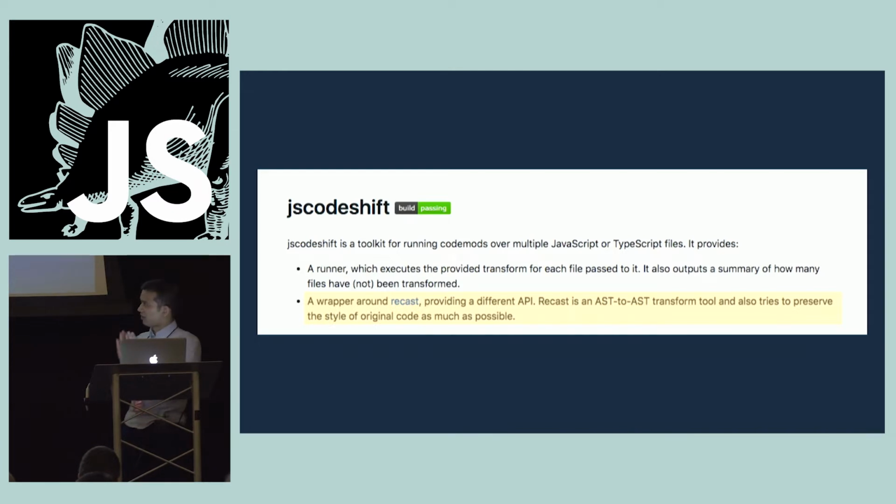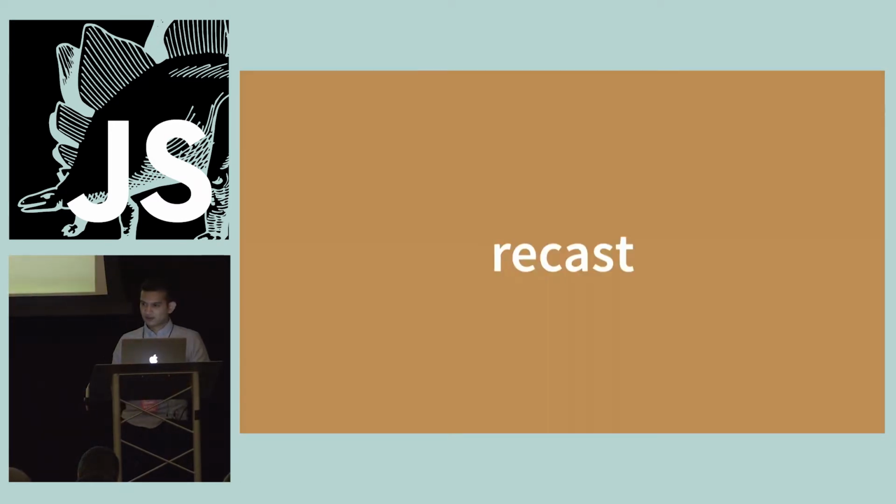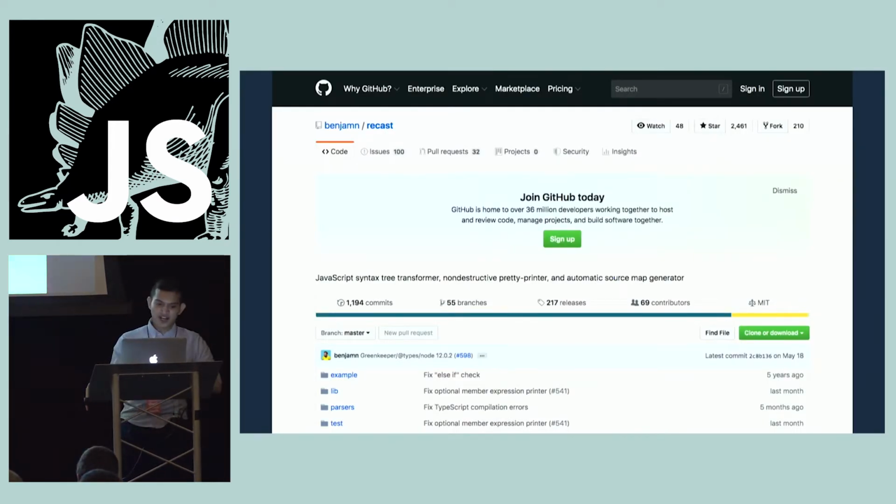OK, so we saw the first part. That was fun. The second part is also fun, but a little bit more difficult. JSCodeshift uses the Recast package internally. It has whatever methods Recast has, but provides a more convenient API for those methods. So what's Recast? There's a GitHub repo for Recast.